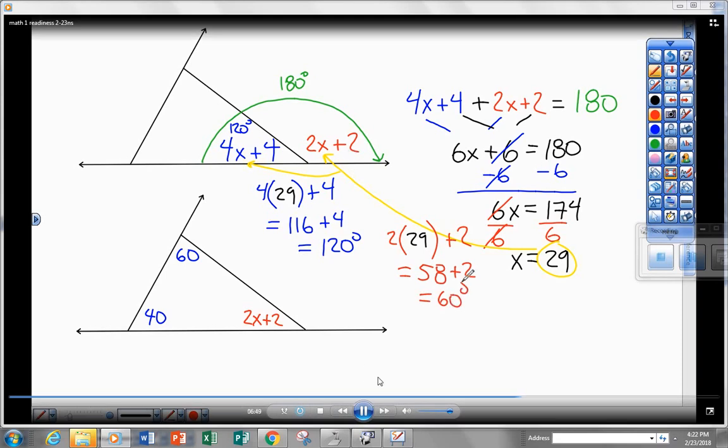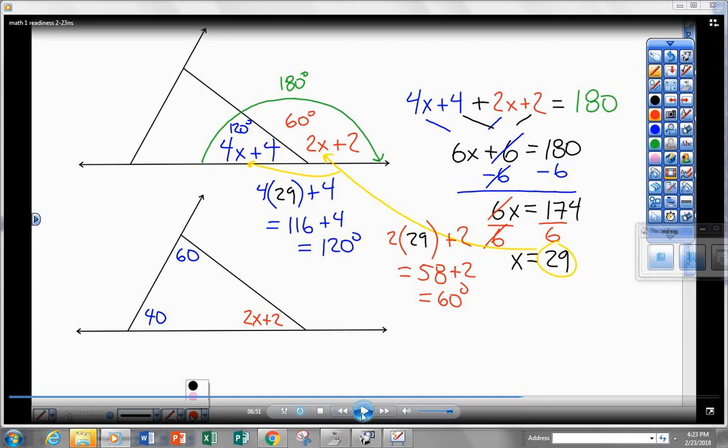So those of you looking at this diagram, literally, I should have probably written the 2x plus 2 here and the 4x plus 4 here, because you could see this angle is more. This really should have been the 120 angle, and this should have been the 60. But oh well, let's just go with it. That's what happens after a long week.